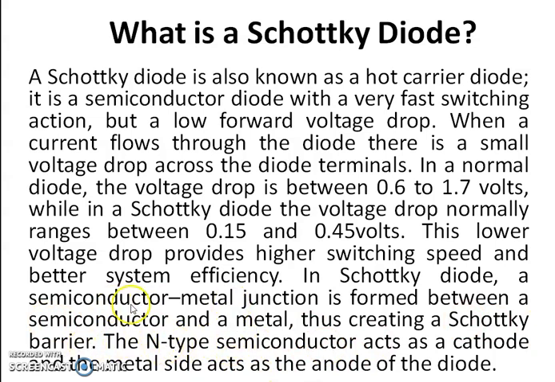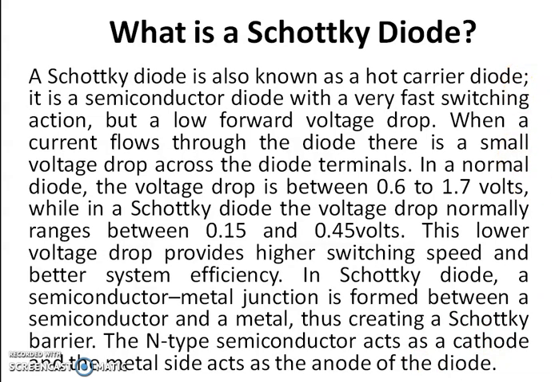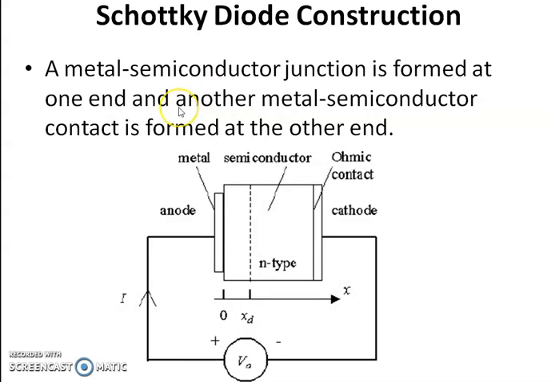Here, in the case of the semiconductor, they are using N-type semiconductor. This N-type semiconductor acts as cathode and the metal acts as anode. This is the construction of the Schottky diode. Metal semiconductor junction is formed at one end. This is metal. This is N-type semiconductor. This junction is formed here. At one end, the metal semiconductor junction is formed.